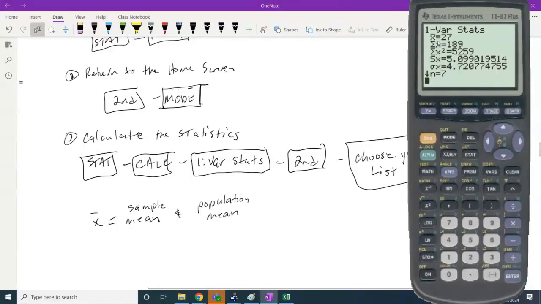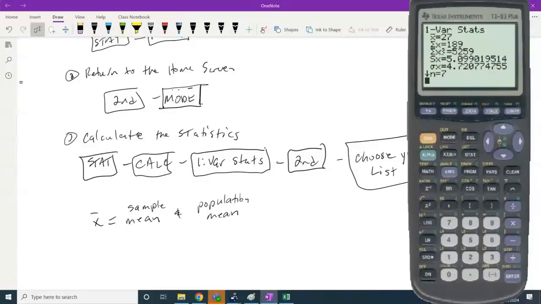The very next piece of output you see is the summation of X. This is the summation symbol sigma, and it just means repeated addition. Now this is not part of our 5-number summary, but it's what the calculator uses to calculate the 5-number summary. So let me tell you what this summation of X is. If we were to take all 8 numbers in our list and add them up, it would add up to be 189. That's what this summation of X is.